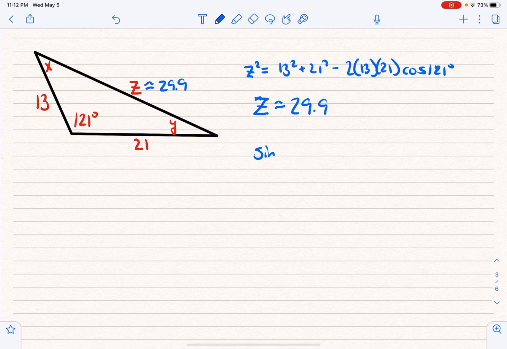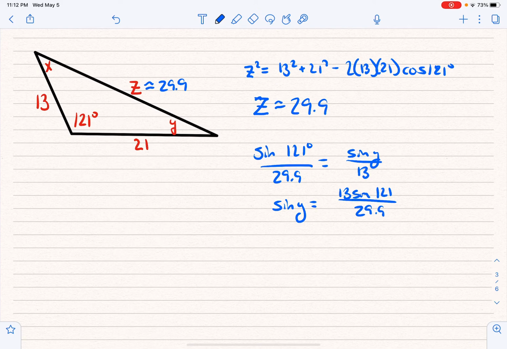Now go ahead and do the law of sines. The sine of 121 is to 29.9 in the same way that I'm going to go after the smaller one, the sine of y is to 13. Cross multiply and solve, and I get the sine of y is equal to 13 times the sine of 121 over 29.9. I put that into my inverse sine, 13 times the sine of 121, divided by 29.9. I get that y is about 21.88, so that's about 22 degrees, which is what we had last time. So 22 plus the 121 gives me 143, leaves me with 37 degrees for x.